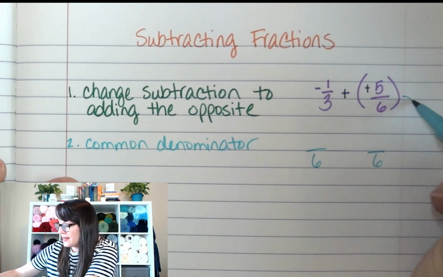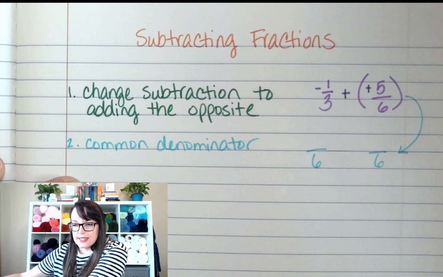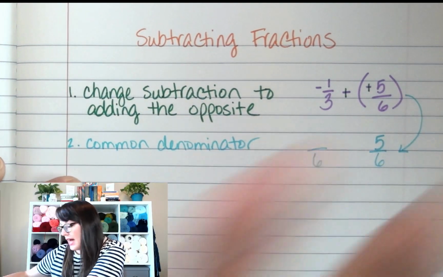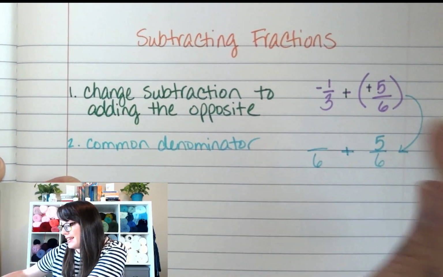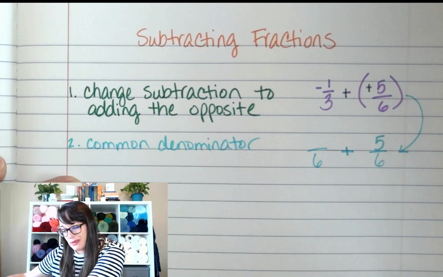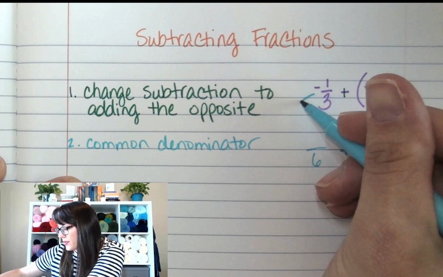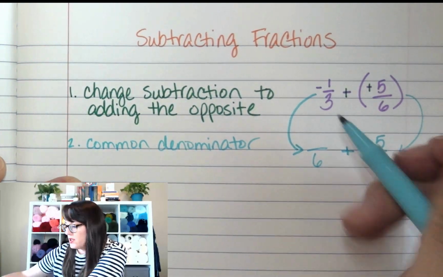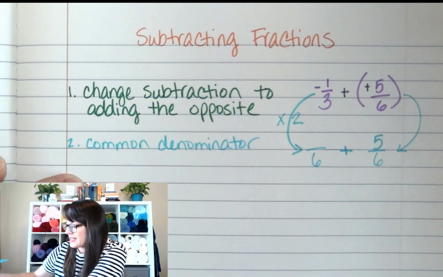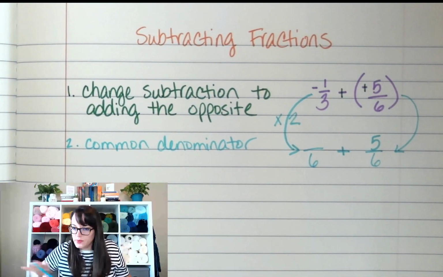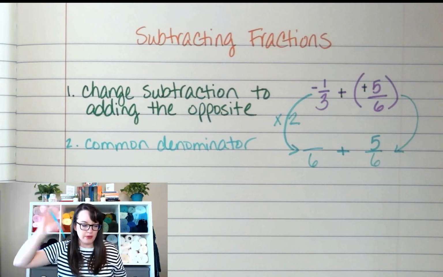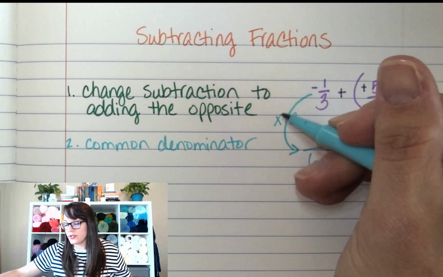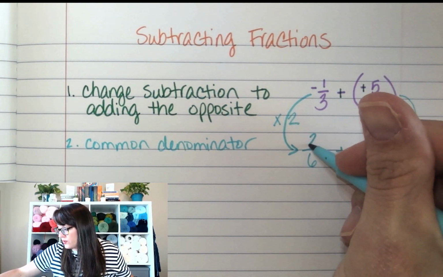Did I have to do anything to this one to get a 6 as the denominator? Nope. So it's just 5. That stays the same. I can get rid of this plus a positive because that just means add. What do you do to a 3 to get to a 6? You have to multiply it by 2. So if this portal over here is going to take that fraction portal and put it through doubling it, we're going to double the numerator, double the denominator. So the denominator times 2 is 6. So the numerator times 2 is 2, and it's a negative.